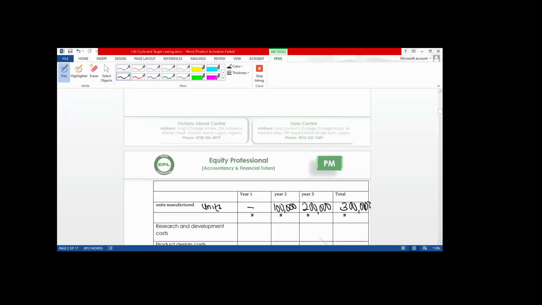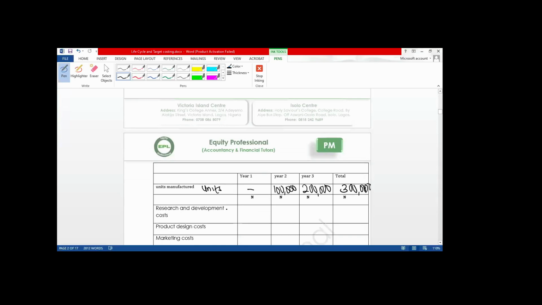Now let's go to the cost. Please, what is research and development cost, Year 1? 160,000. Year 2, any research and development cost? No. Therefore, total is 160,000.